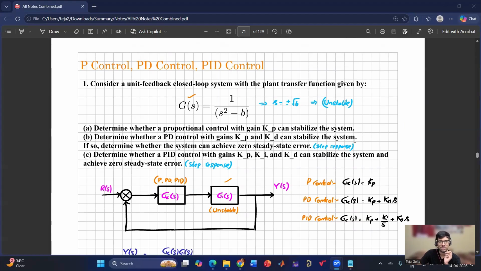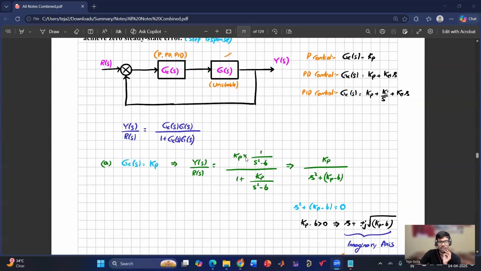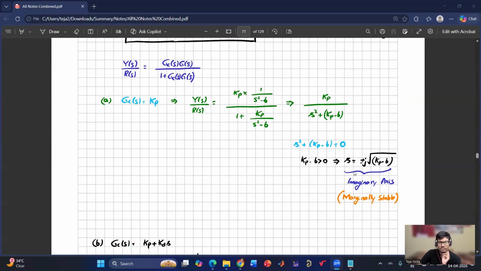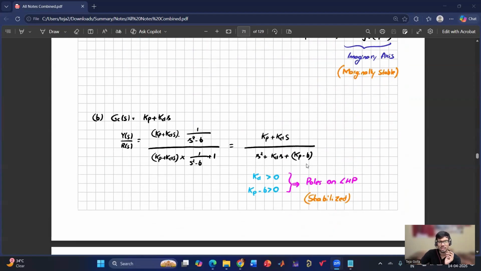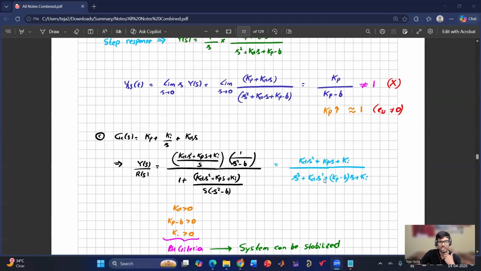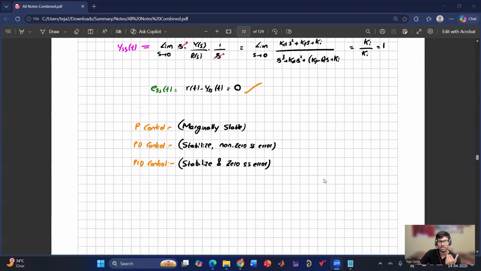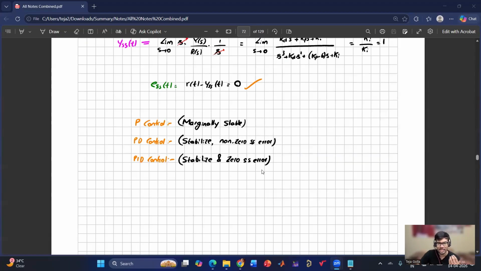Then we have seen how to design P control, PD control, PID control, and they have given certain requirements. To meet those requirements, we have to design the control and then see the stability, or whatever condition they are asking, whether it can be stabilized or not. So in this way we have solved using KP, KI, KD. In this problem, with P control it is marginally stable, and with PD control it can be stabilized but has non-zero steady state error. With a PID controller, I can stabilize and have zero steady state error. So if the objective is to have a stable system with zero steady state error, P control or PD control is not sufficient. Instead we should go for a PID controller.